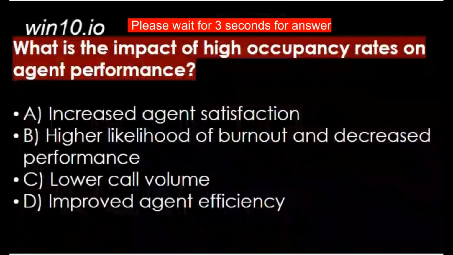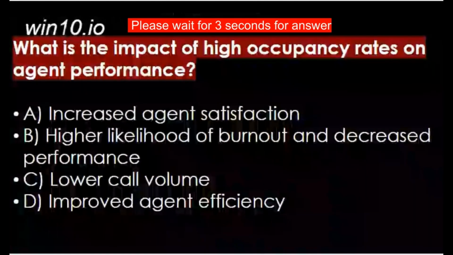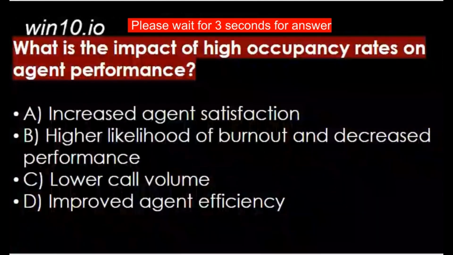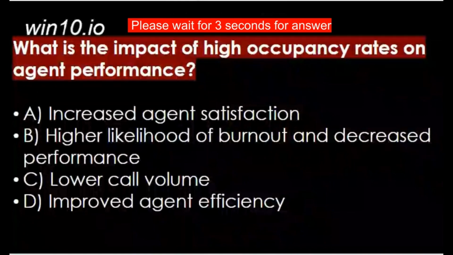Correct answer for this question is option B, higher likelihood of burnout and decreased performance. If the occupancy is high, it means that back-to-back workload is there and the agent may feel burnout, and that will lead to decreased performance. And there will be lesser staffing available because the agents will be going on unscheduled break. They will extend the AHT, and all these things will lead to the burnout of the agents.